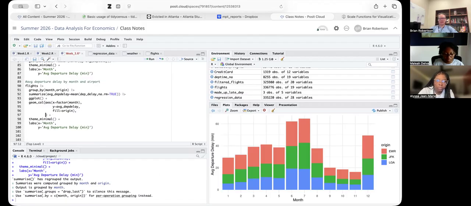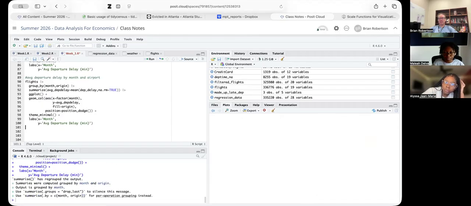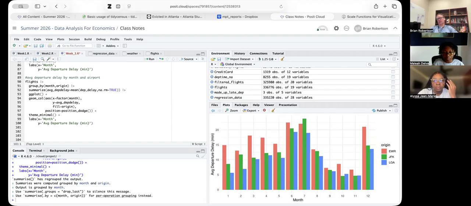So to do that, I use the position flag equals position underscore dodge. Is that right? Yep, position underscore dodge. And what dodge will do is, kind of like dodgeball, it'll cause these to show up as their own separate bar. So I run that. Huzzah. All right. So I have average departure delay in minutes. I've got the month, and the colors correspond to the airports.